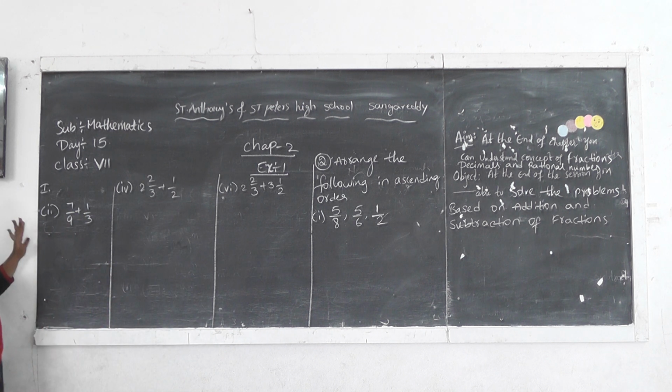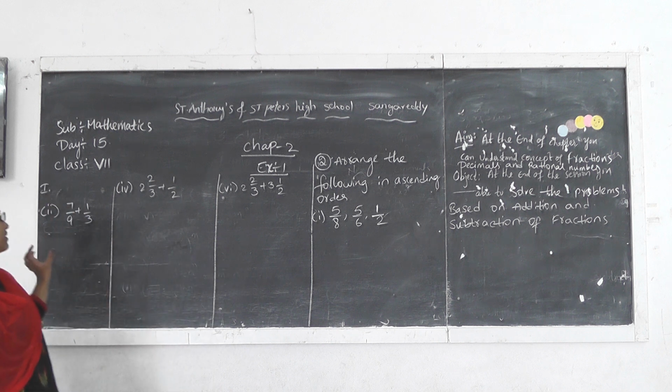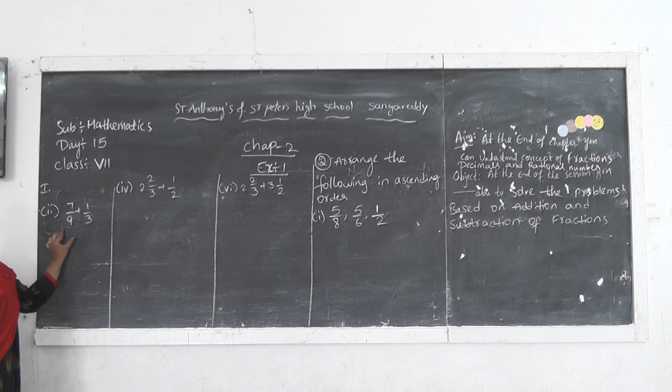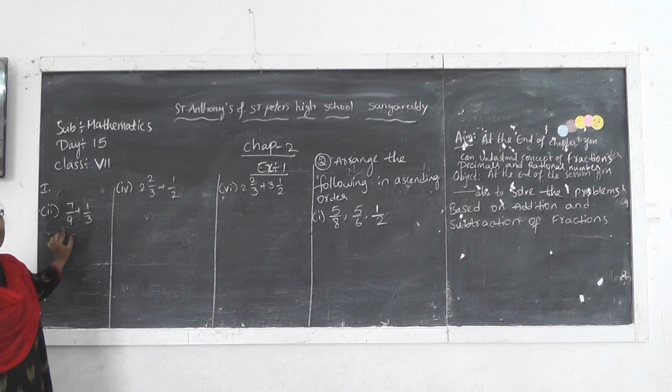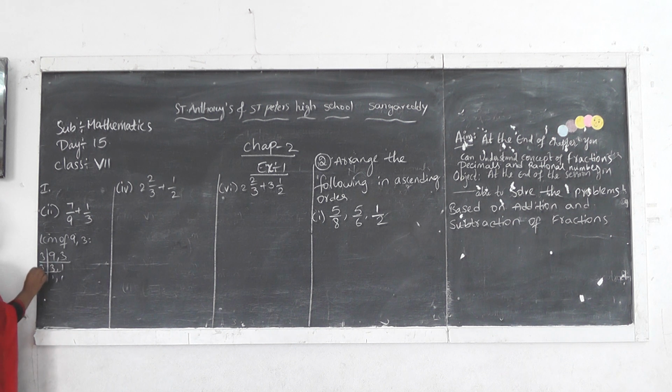Now let me explain first. 7 by 9 plus 1 by 3. We have to add this. I already explained how to add in the previous sessions. First observe whether they are like or unlike fractions. They are unlike fractions. If they are unlike fractions, what do we have to do? We have to convert them into like fractions and then add by taking the LCM. Now take the LCM of 9 and 3. 3 3s are 9, 3 1s are 3. So 9 is the LCM of 9 and 3.